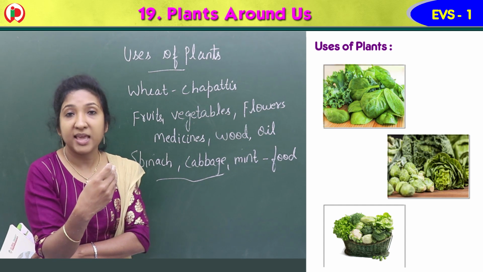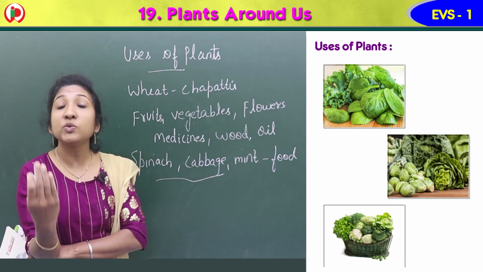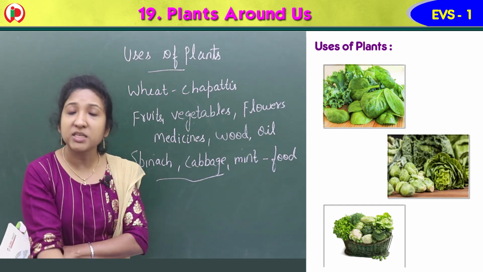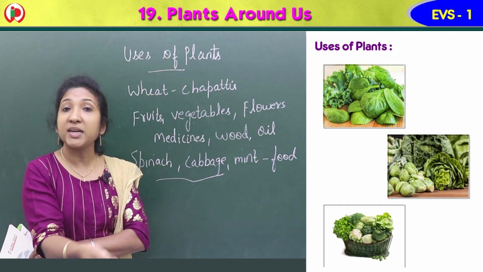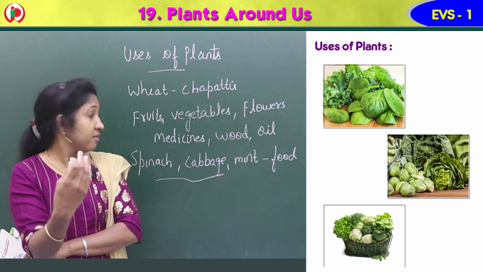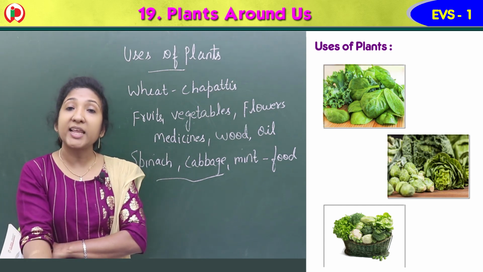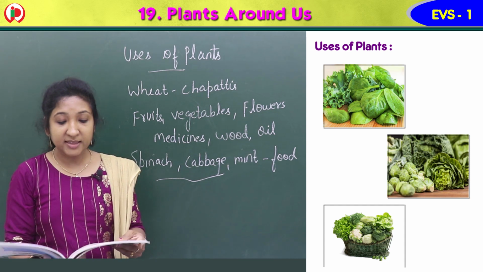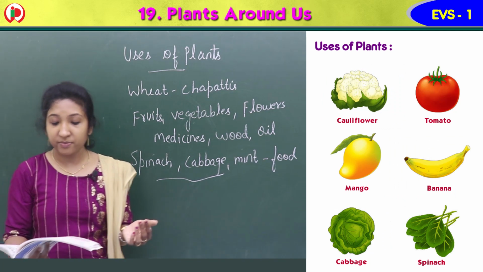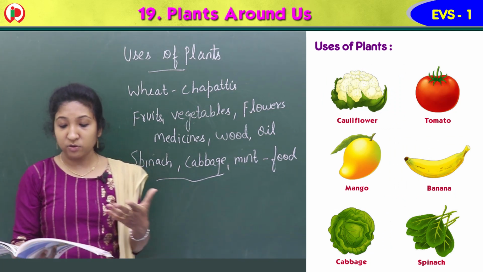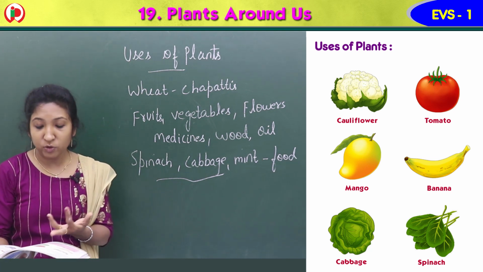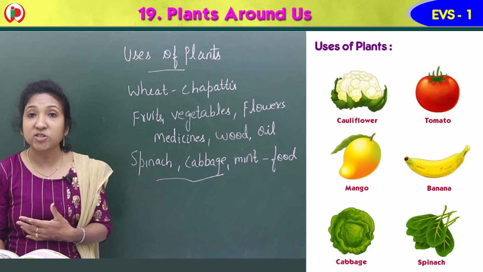Yes or no? Yes. So these are the uses of plants. Plants give us fruits, vegetables. Trees give us medicine, wood, oil. Then leaves of some plants, we eat leaves of some plants. You can see the image of plants that we eat. Cauliflower, tomato, mango, it's a fruit, vegetable. Cauliflower, banana, it's a fruit. Cabbage leaves we eat, spinach leaves we eat.